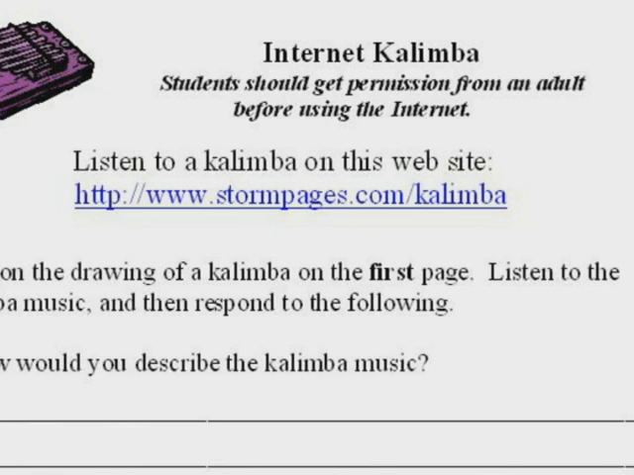Include a statement that it is important for children to get permission from an adult before using the internet. Most of the study guides that include internet activities include this kind of disclaimer. It is a good idea to put this in the materials you develop that involve surfing the net.